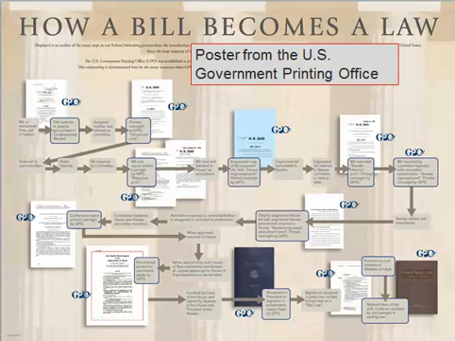In order to help you visualize where these documents get produced, I'm going to be referring to this poster produced by the U.S. Government Printing Office on how a bill becomes a law. I realize it's way too small for you to actually be able to read the entries, but I will attempt to show you where in the process the different types of documents can be produced.